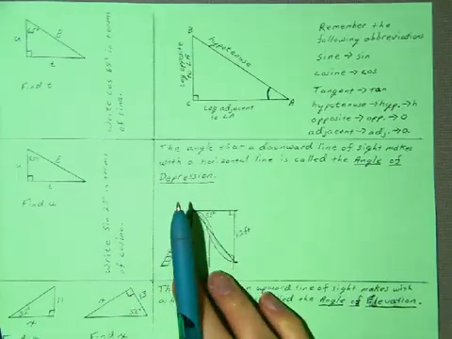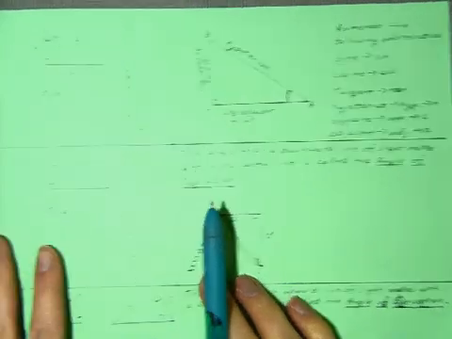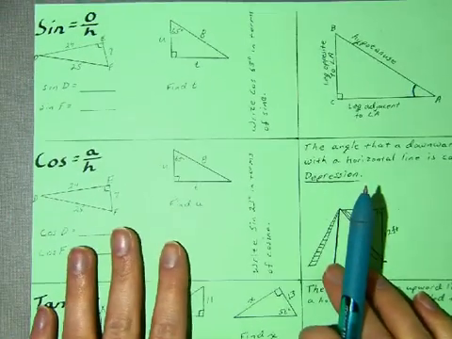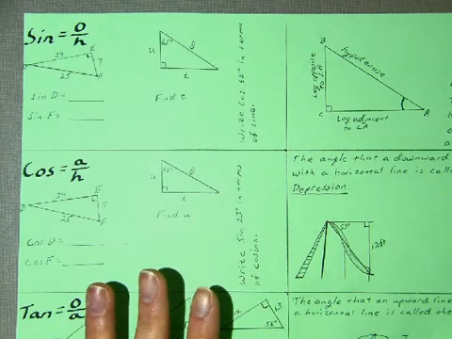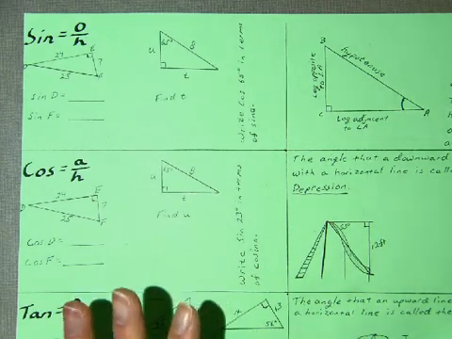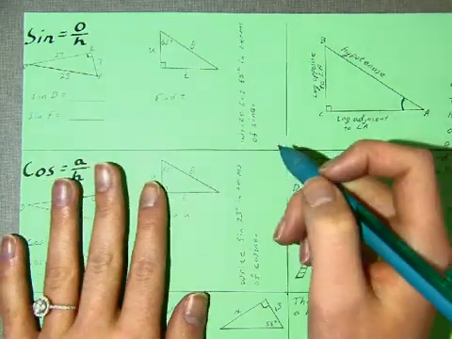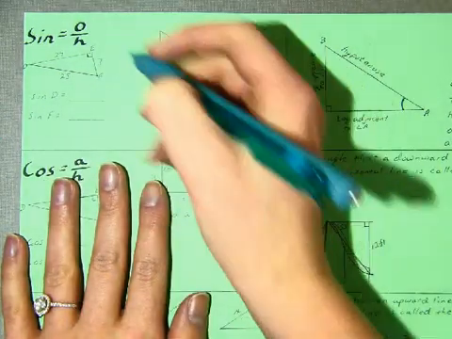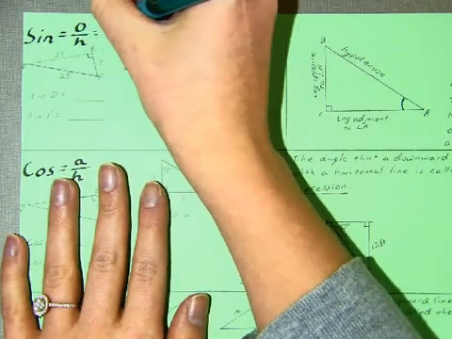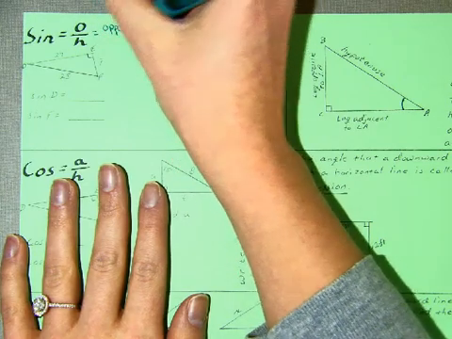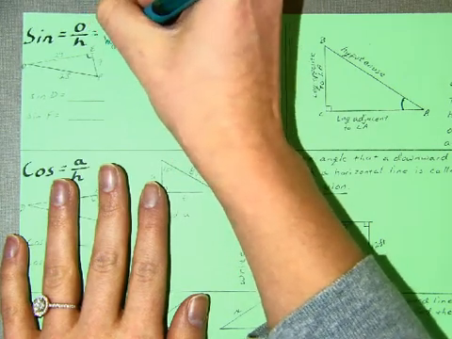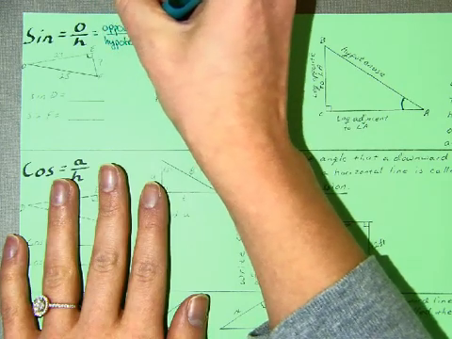Okay, let's go ahead and look at sine. So move your foldable over and open up the top left flap. So sine is going to be equal to our opposite leg over the hypotenuse. Opposite over hypotenuse.